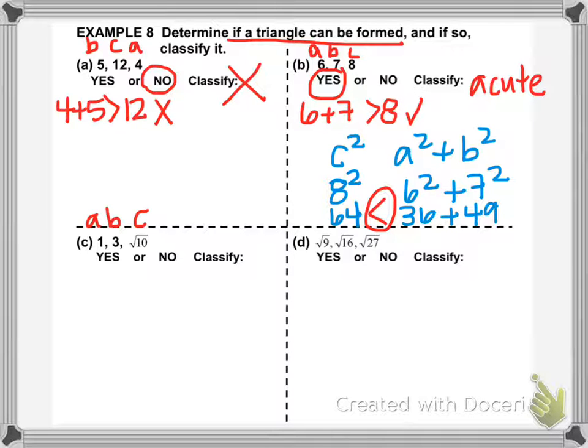We'll add the A and the B, so we'll add the 1 and the 3, and see, is it greater than square root of 10? Square root of 10 is actually about 3 point something. Well, 1 plus 3 is 4, and 4 is bigger than 3 point something. So yes, this is going to make a triangle.